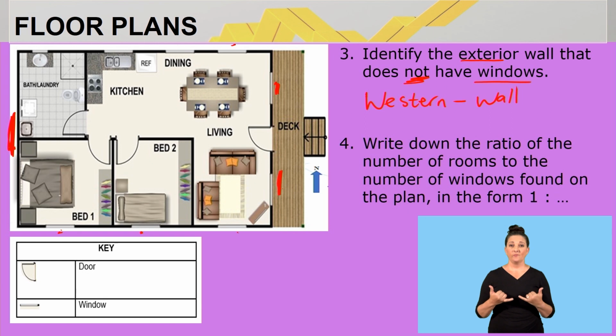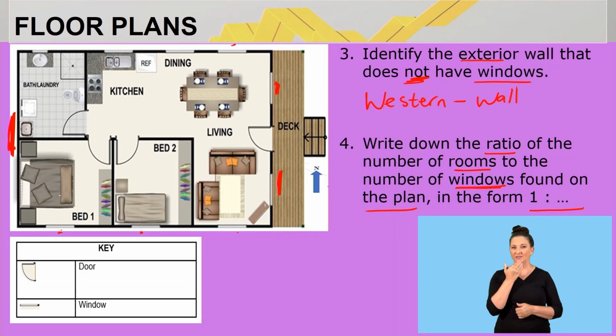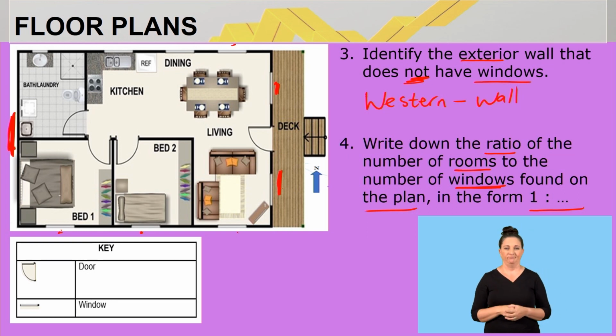It says, write down the ratio of the number of rooms to the number of windows found on the plan in the form 1:2. So meaning we need to find that value, but in unit form basically. With this ratio, remember, it must be in the specific order. It says number of rooms to number of windows. If you're going to swap them around, it's going to be incorrect, because then you'll say windows is to rooms, which is not what the question is all about. So let me write it here to make it easy. It should be rooms is to windows.